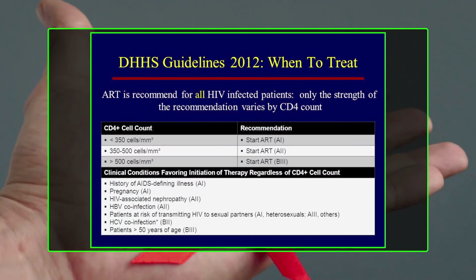The revised 2012 DHHS guidelines recommend ART for all HIV infected individuals. These recommendations are based on evidence of the effect of ongoing HIV replication on disease progression. Additionally, because antiretroviral therapy use prevents transmission of HIV in discordant couples, the guidelines recommend that antiretroviral therapy or ART be offered to all HIV infected individuals to reduce the risk for their sexual partners.